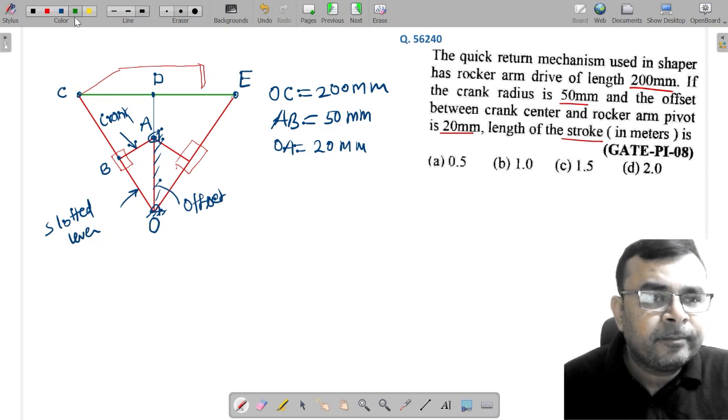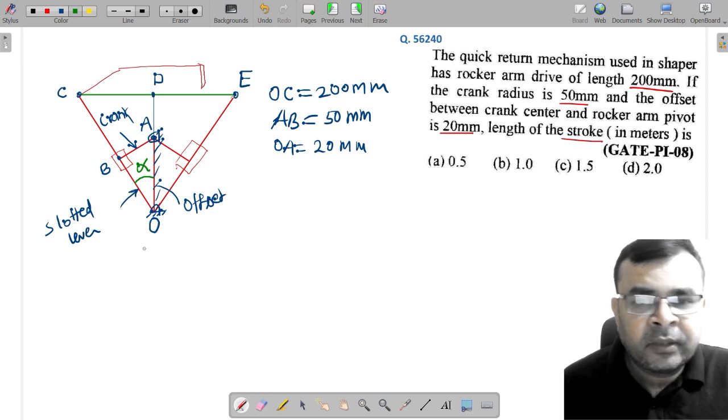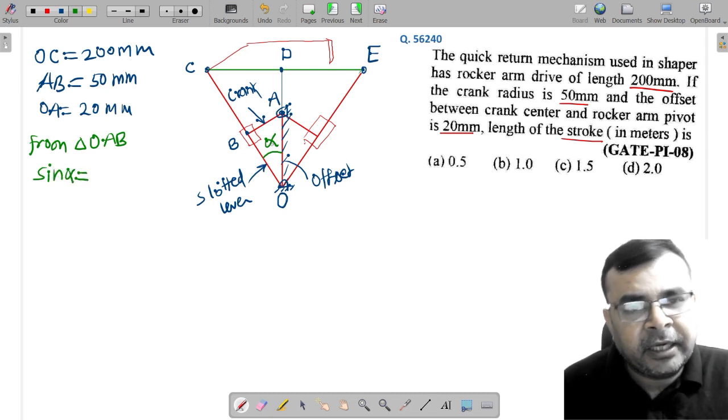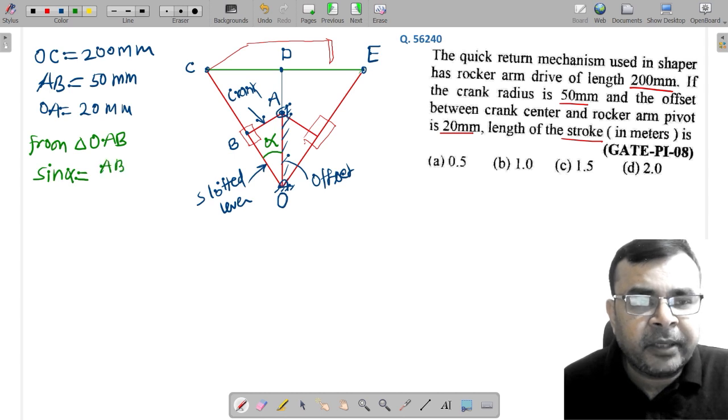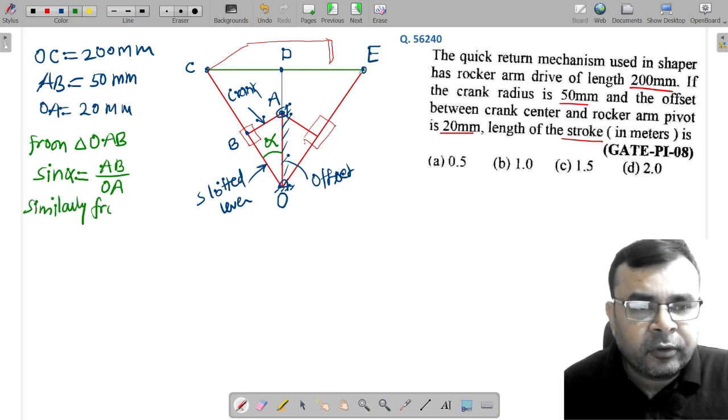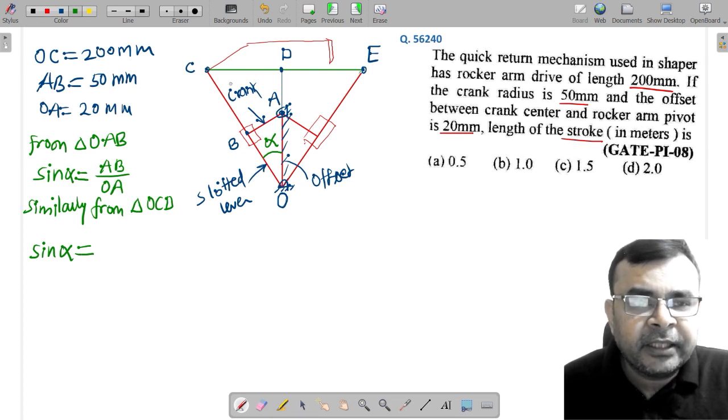So let's suppose this is an alpha angle. In triangle OAB, can I say sine alpha, where OB is the base, AB is the perpendicular, and OA is the hypotenuse, is nothing but perpendicular upon hypotenuse, that is AB over OA. Is it right? Similarly, from triangle OCD, again you can see alpha is common for both the triangles. So sine alpha in this case is CD, the perpendicular, over OC, the hypotenuse. Let's suppose this is equation 1 and this is equation 2, and both are sine alpha.